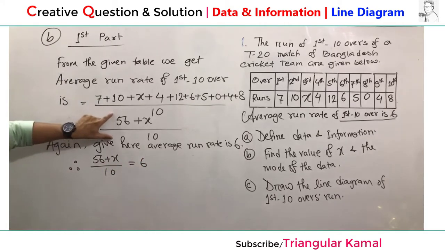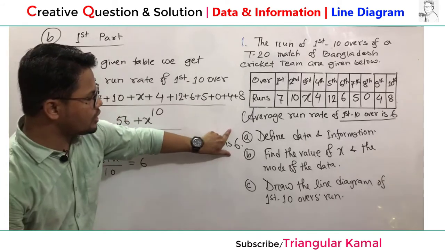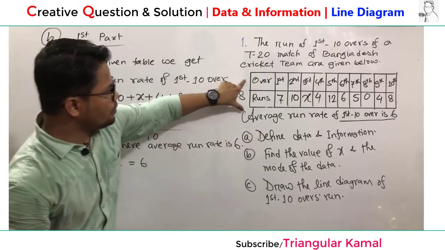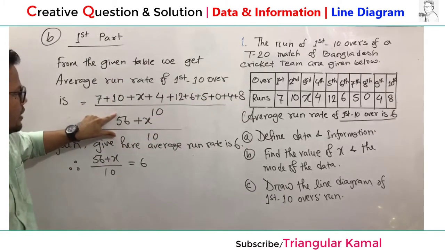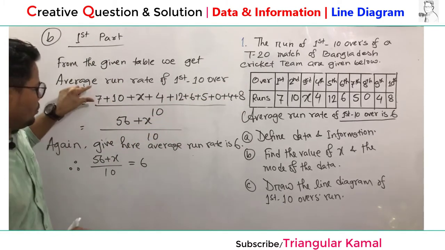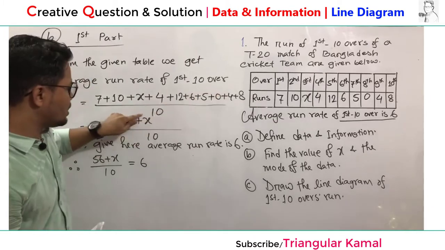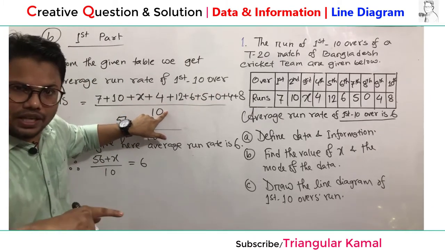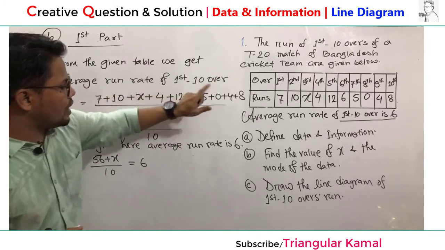This one is also average. This average is given in the question. But from the table we see that average means arithmetic mean, which is the sum of all data divided by the number of data. So there are 10 over runs, that is divided by 10, the first over, second over, up to 10 over runs.